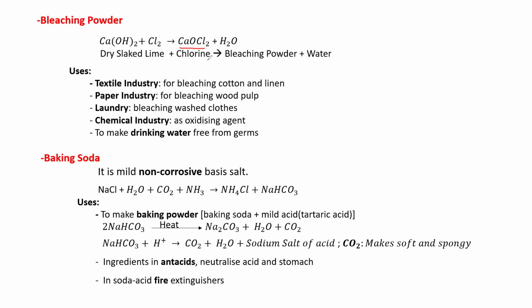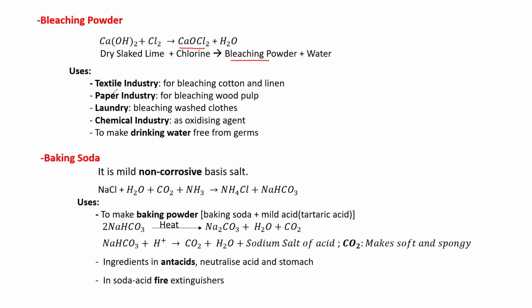CaOCl2 is the formula for bleaching powder, and we are going to get water also. So it is a formula we need to remember. CaOCl2, how are we getting it? When calcium hydroxide reacts with chlorine, or this obtained chlorine gas is passed over the dry slaked lime.